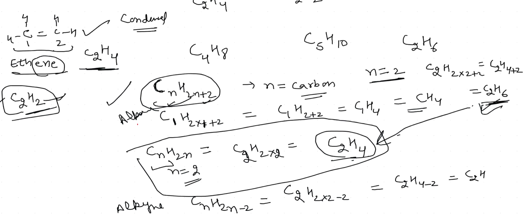Yeah. So if I draw its open chain structure, there are two carbon atoms and two hydrogen atoms. It means there is a triple bond between carbon and carbon, and each carbon carries one hydrogen. So this also completes the octet of the carbon, and there are four bonds, 1, 2, 3, and 4. Clear? So these are the certain formulas for alkane, alkene, and alkyne. By using these formulas, we can identify whether the molecule is alkane, alkene, or alkyne.